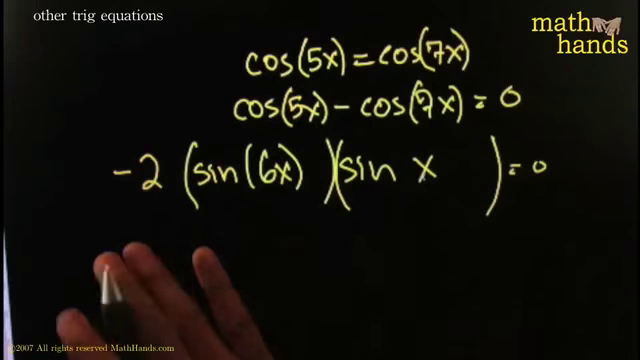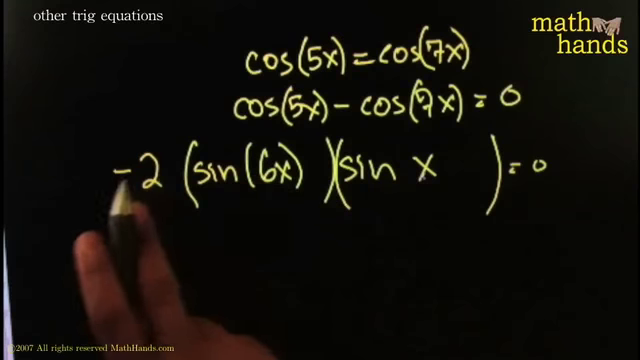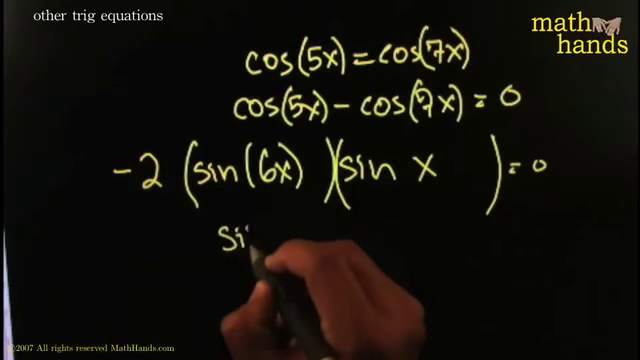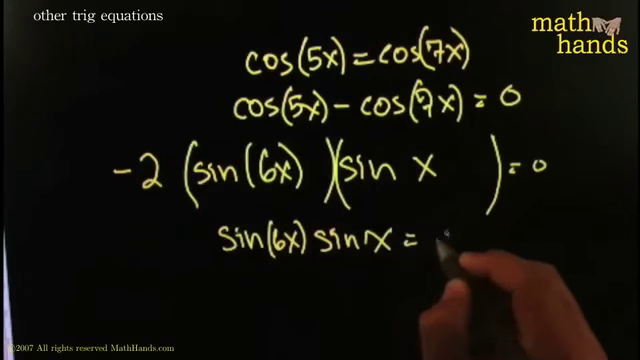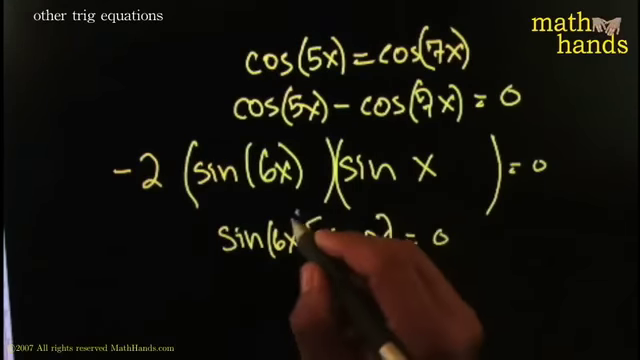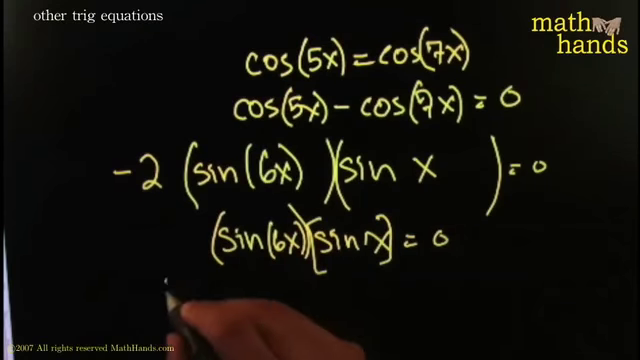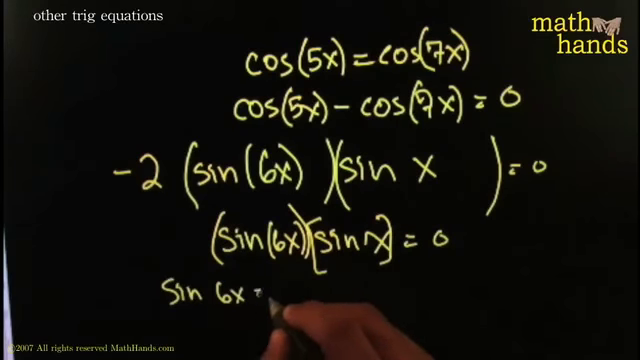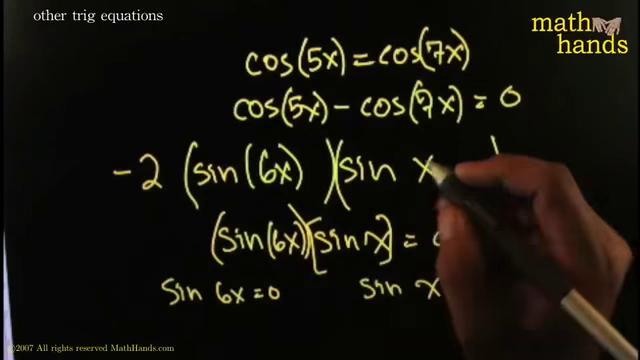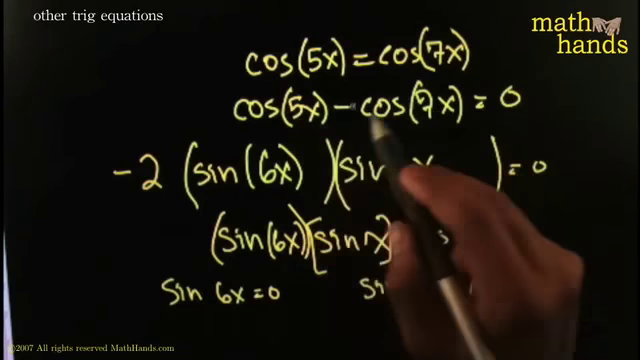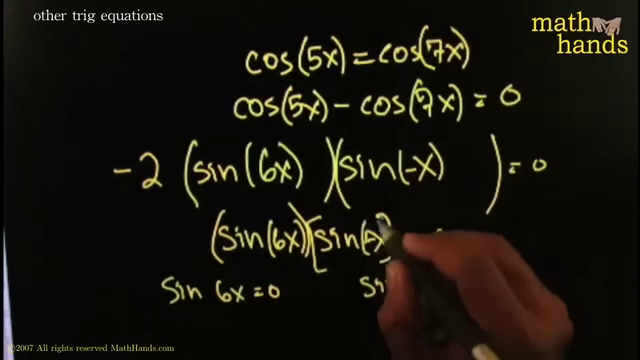So now you've done it. Now you've got -2 times something equals 0. First of all, you could divide everything by -2. That doesn't have any variables, so that doesn't change anything. So this becomes sine of 6x times sine of x is equal to 0. And look what you've got. You've got something times something is equal to 0. So this would tell you that either sine of 6x equals 0 or sine of x equals 0. Oh, by the way, did I do that right? 5x take away 7x should have been negative x right there. No problem.